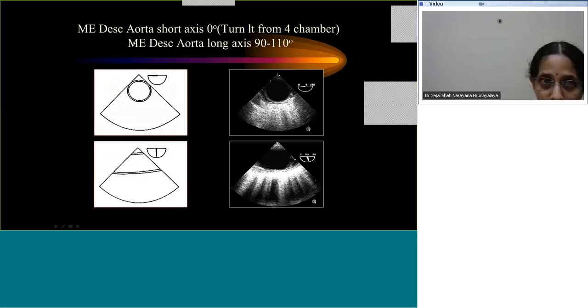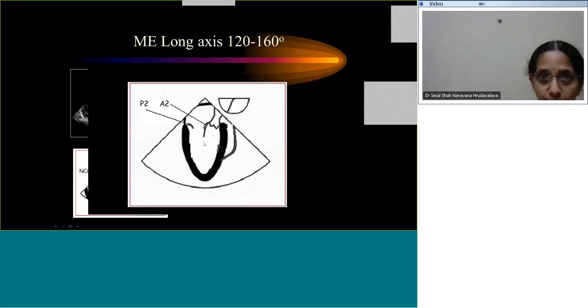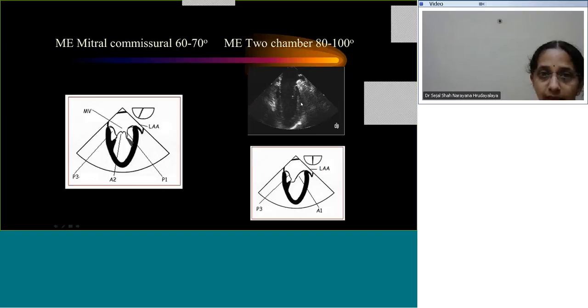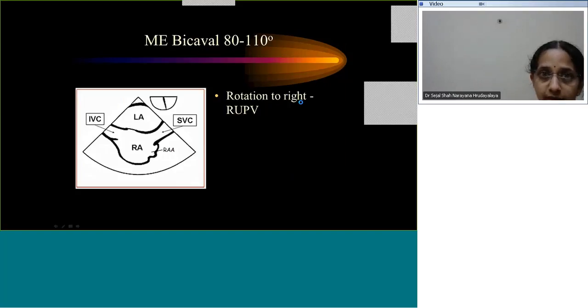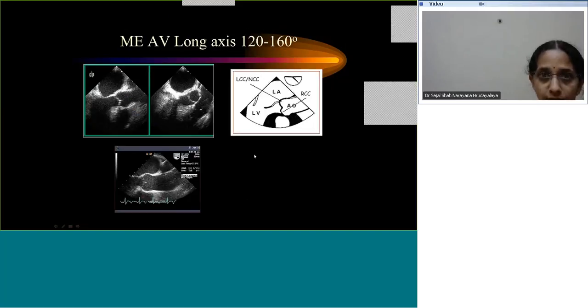And so this is the ascending aorta, and a little further we can get the descending aorta. Actually, the descending aorta can be seen as a cross section in the 4-chambered mid-esophageal view. It comes as a cross section behind the left atrium. So you can go back to the mid-esophageal 4-chamber view and then get the descending aorta in short axis, and that short axis of the descending aorta will look like this. And all across, putting 90 degrees, we can see the long axis.